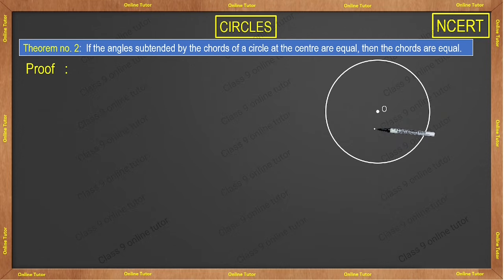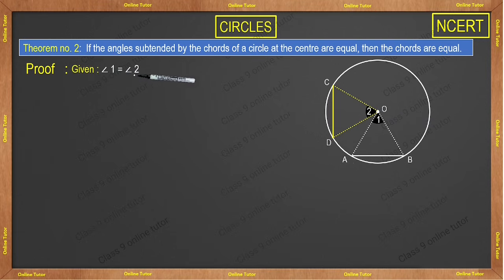First of all, we have a circle. Its center is O and it has a chord AB and there is another chord CD. Now this chord AB is subtending angle 1 at the center, and this chord CD is subtending angle 2 at the center. We have been given that angle 1 and angle 2 are equal to each other. Now we have to prove that these chords AB and CD are also equal.